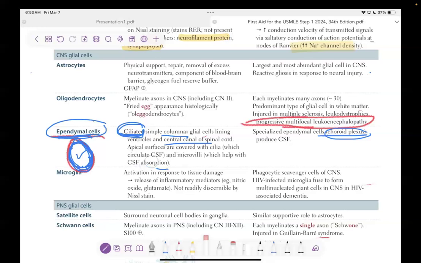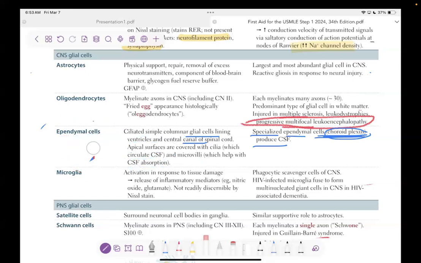Let's see the lines of the first slide. Ciliated simple columnar glial cell lining the ventricles and central canal of the spinal cord. Apical surfaces are covered with cilia, which circulate the CSF, and microvilli, which help with absorption. Wherever you see microvilli, in the GI system, the intestine, wherever, they have the absorption function. The other part is the specialized ependymal cell, called the choroid plexus. They produce CSF. So overall, the ependymal cell has three functions.